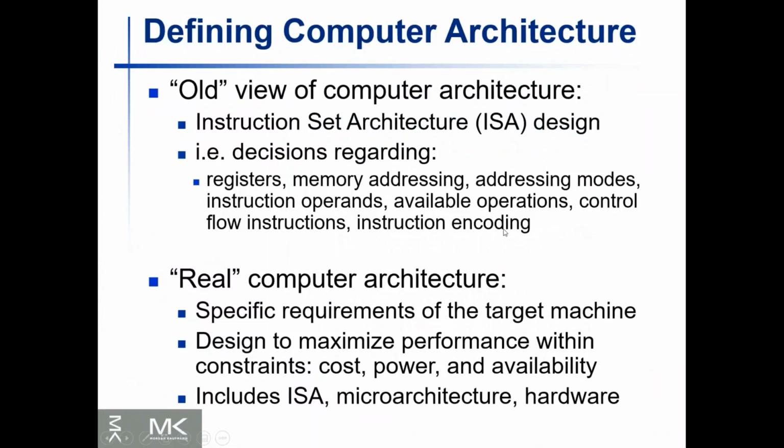All right. So in the past, when we looked at computer architecture, what we mentioned is just the ISA. When you said computer architecture, it meant the instruction set architecture. So what is the instruction set architecture? It tells you the available instructions on the CPU, the available registers, things like memory addressing, operands, the control flow instructions, and how we encode the instructions into binary code. These are all the things we called ISA in the past.